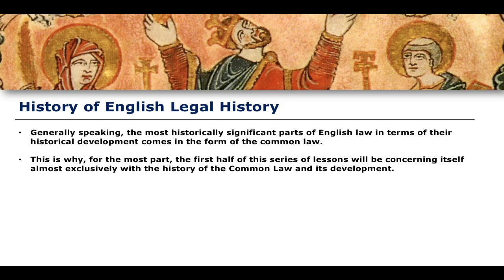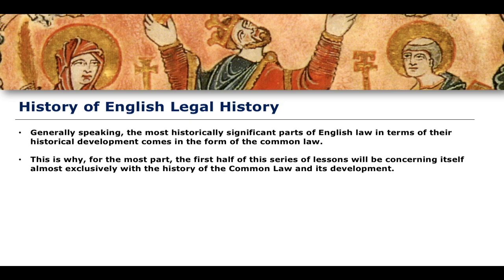This is going to be a history of English law starting really from the Roman period all the way through the Anglo-Saxons, the Norman Conquest, Henry II, all the way through to the Tudors, all the way past the Tudors to the Stuarts and the constitutional revolution that takes place there, all the way to the present day.